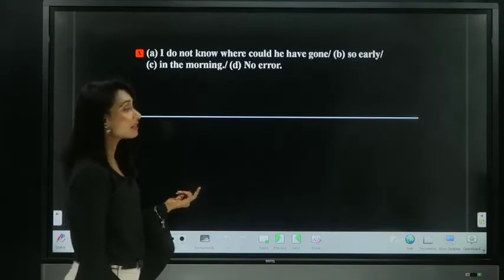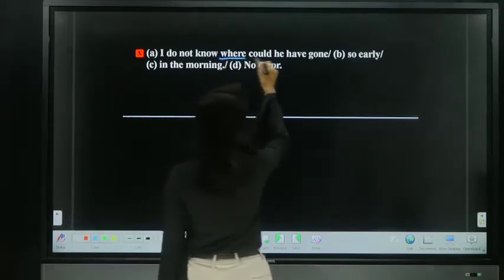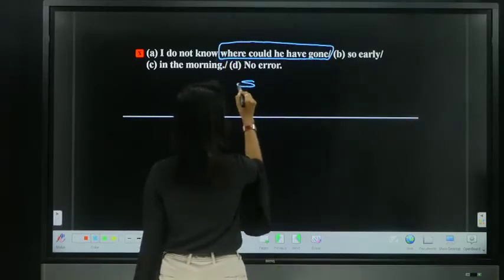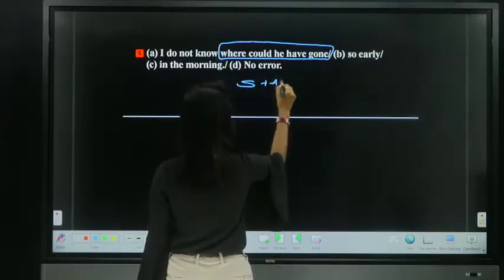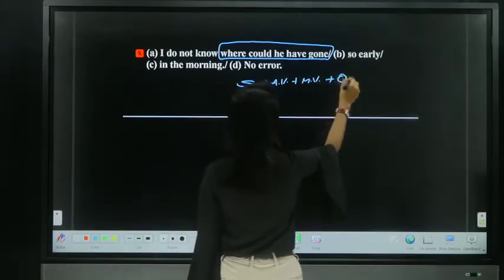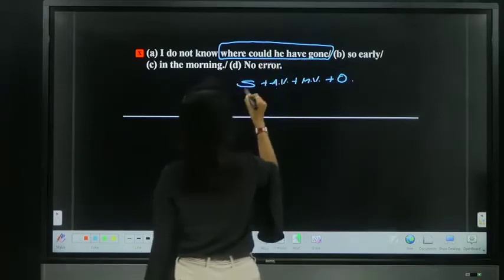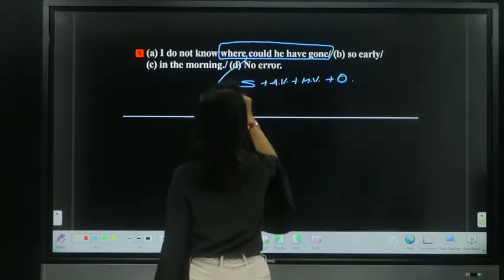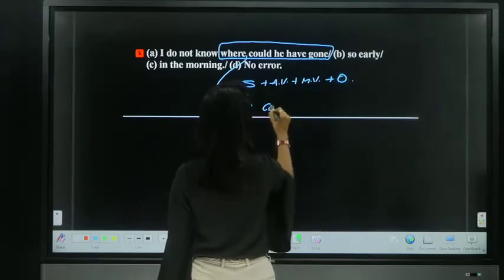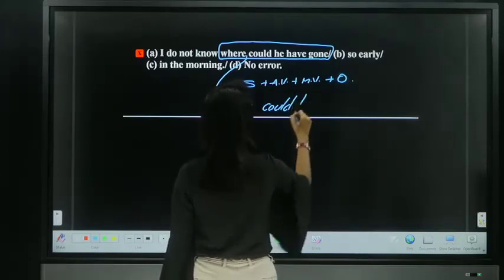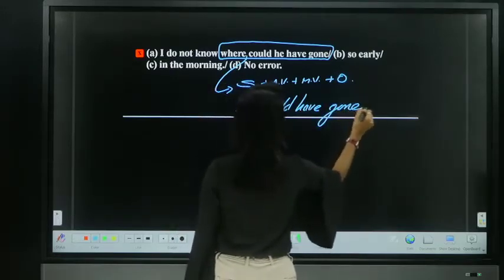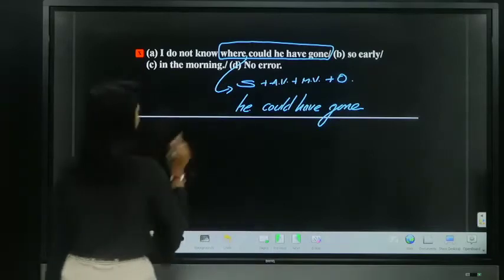But for an assertive sentence, the formula should be subject plus auxiliary verb plus main verb plus object. But here what is there? The auxiliary verb is there at the start, but that should not be the correct one. We have to write the subject first: he, auxiliary verb, could have gone. Where he could have gone is the correct one.